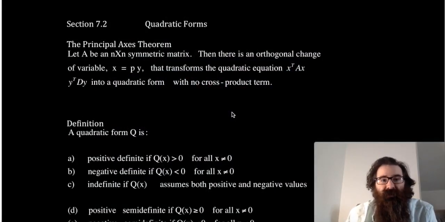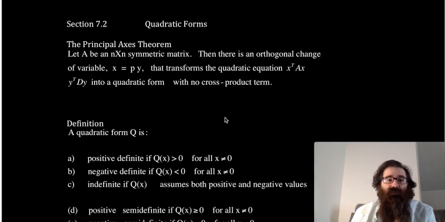Today we're going to take a look at quadratic forms. And to start, we have some really nice theorems. The principal axes theorem says, let A be an n by n symmetric matrix.